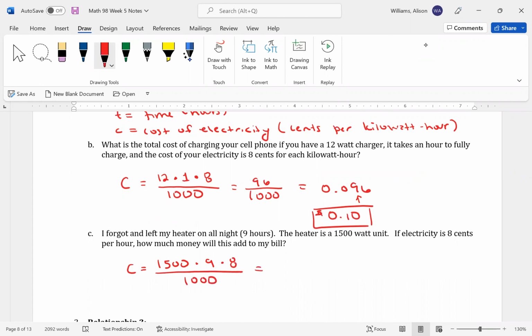And then let's start by multiplying the numerator. So 1,500, I'm going to grab my calculator, times 9 times 8. So that is, ooh, big number. 108,000 over 1,000. And that's going to come out to 108. Yikes. $108 for that. Yikes. That's expensive. There you go. That's the cost of leaving that heater on all night.